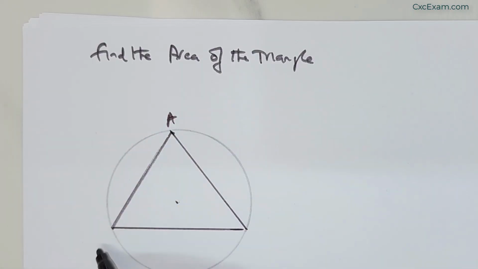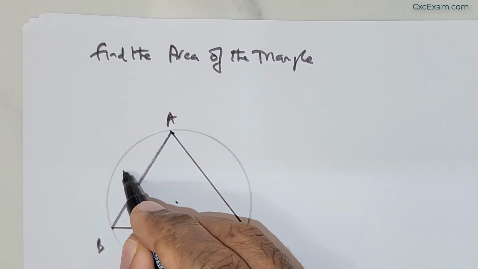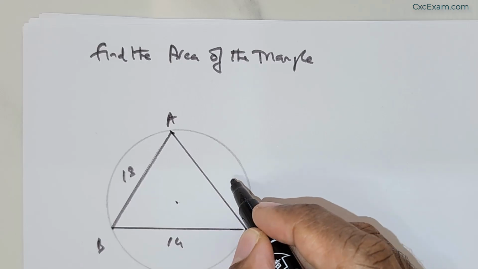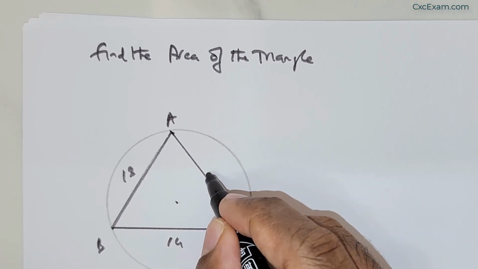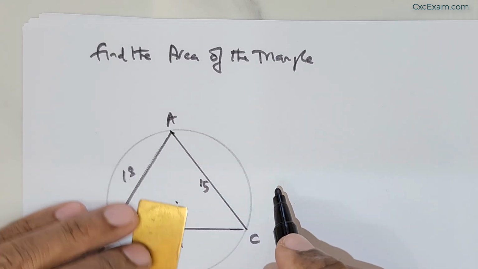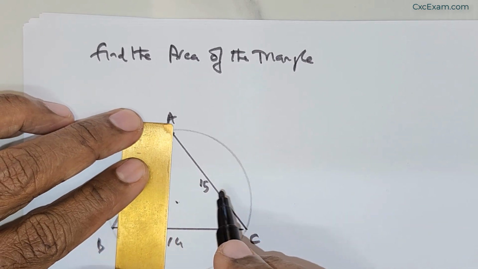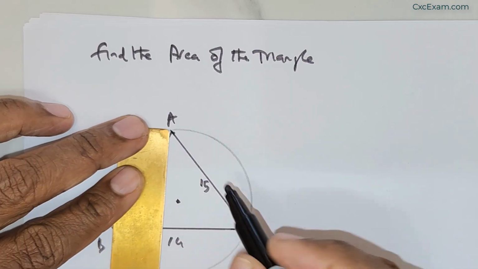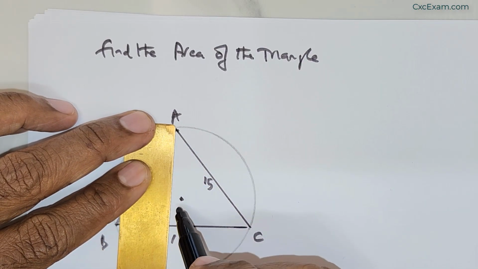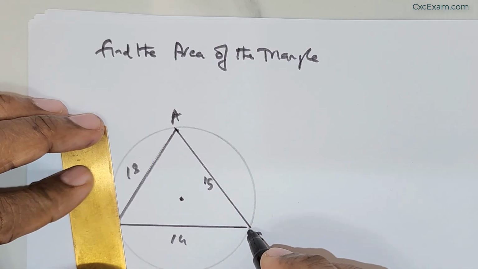Okay, so this point is A, this point is B, this is C, this is 13 units, this is 14 units, and this side is given as 15 units. Okay, so this is the center. If I were to drop a perpendicular, it does not pass through the center.